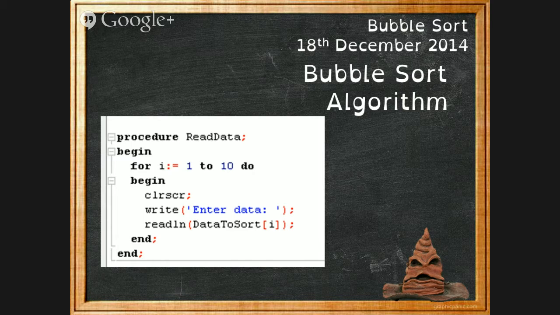It clears the screen, so that's why we've got that uses CRT. It says write enter data, and then it reads line into the data to sort. So that's our array there. Why is it reading into I rather than 1? It's counting up each line, absolutely.